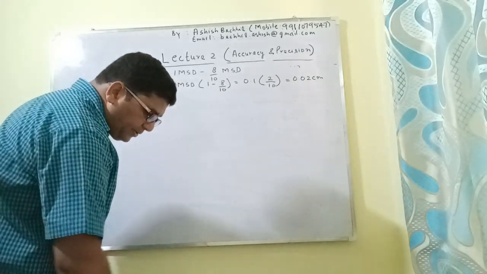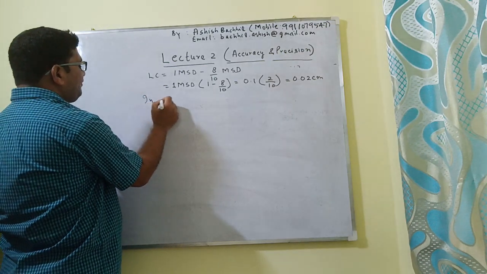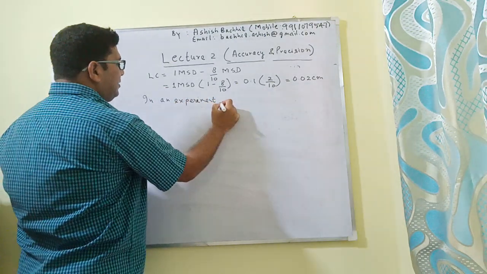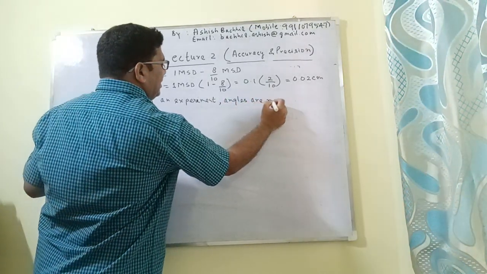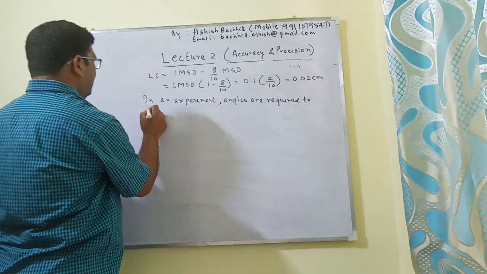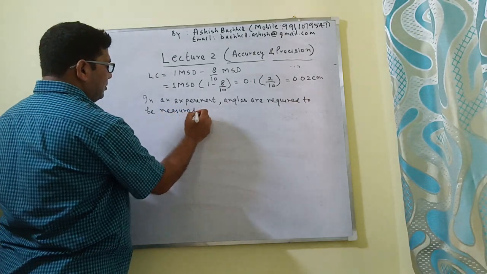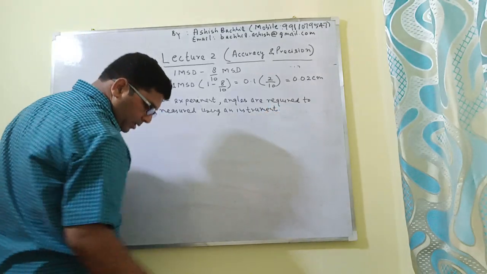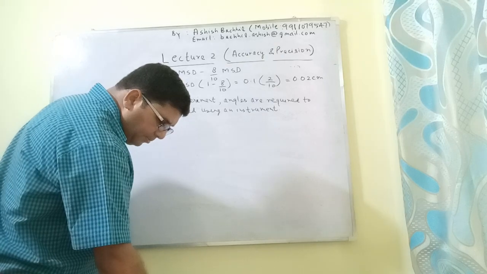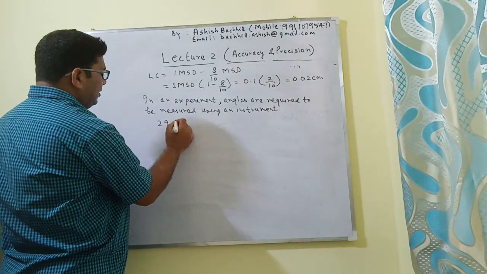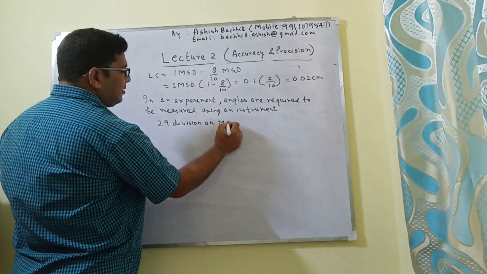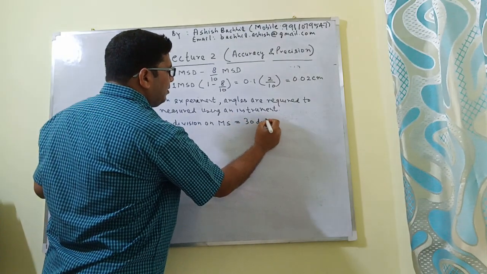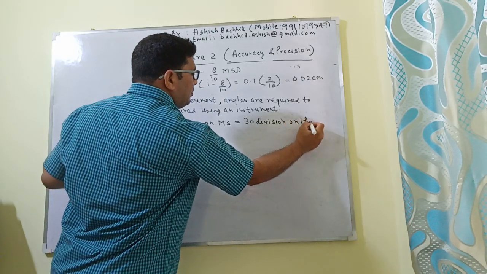In an experiment, angles are required to be measured using an instrument. The first condition here is 29 divisions on the main scale coincide with 30 divisions on the vernier scale. 29 divisions on the main scale coincide, means it's equal, with 30 divisions on the vernier scale.